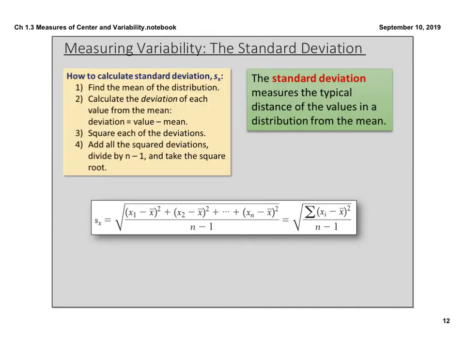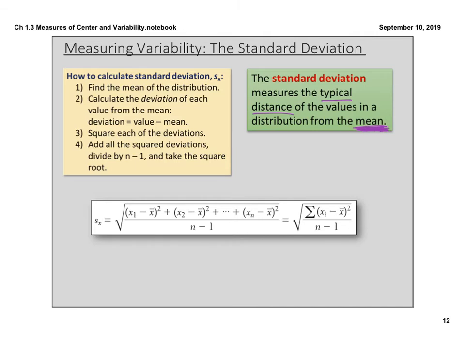So now let's talk about standard deviation. The standard deviation measures the typical distance of the values in a distribution from the mean. From the mean. That should tell you something about its resistance, okay? So standard deviation is literally the standard amount of deviation from the mean. The mean is the measure used to calculate it, and the standard deviation is about how far we expect each data point to fall from the mean, okay?